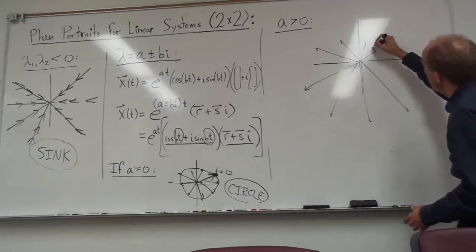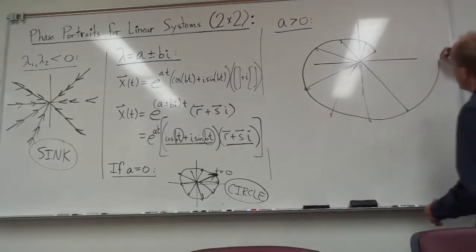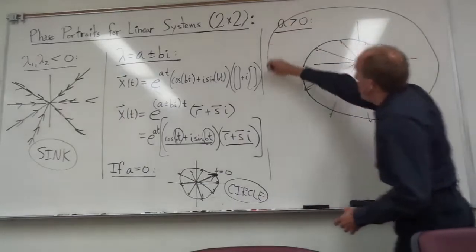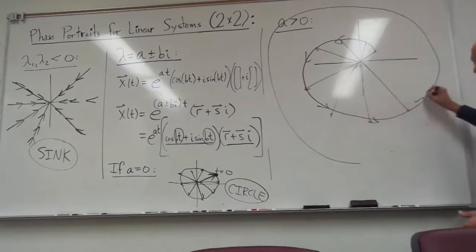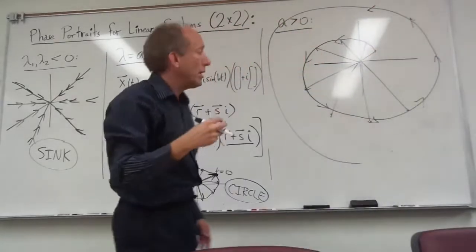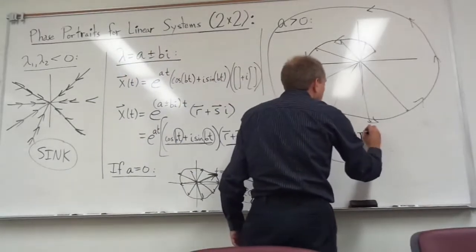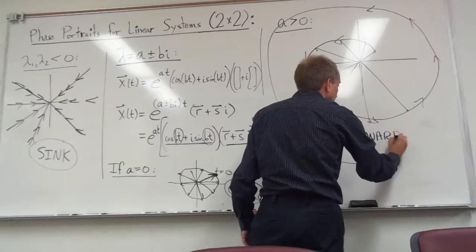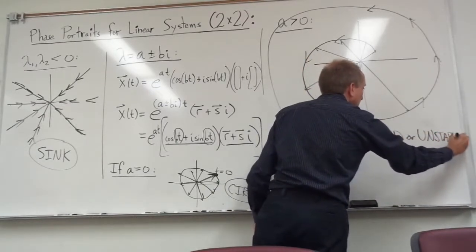Now, what's the path? If we look at the tip of this vector, it's still kind of in a circle, but it's going outward. The radius, if you want to call it that, is getting bigger, and this is called a spiral. You can either call it an outward spiral, or sometimes people call it an unstable spiral.